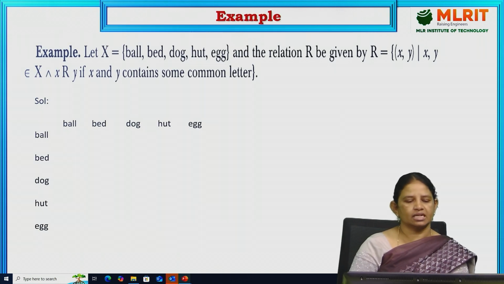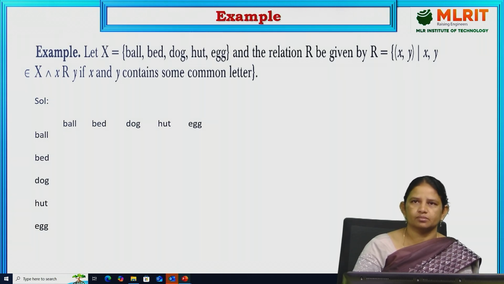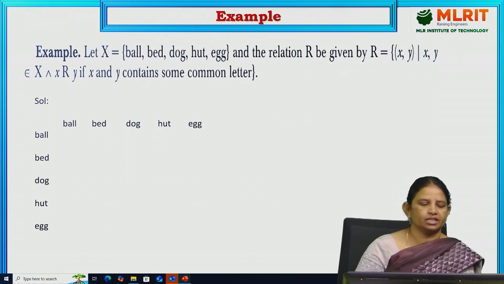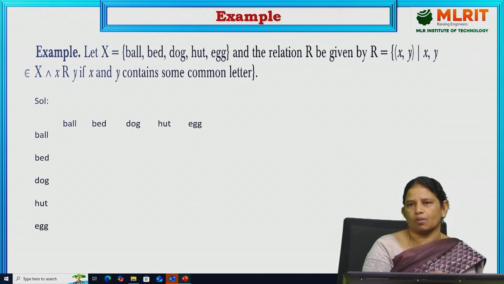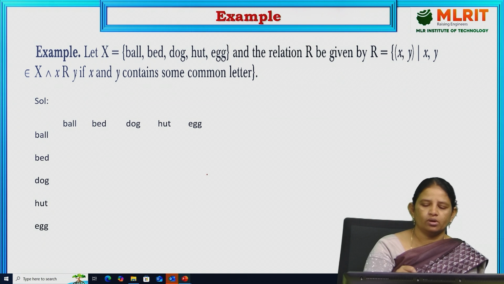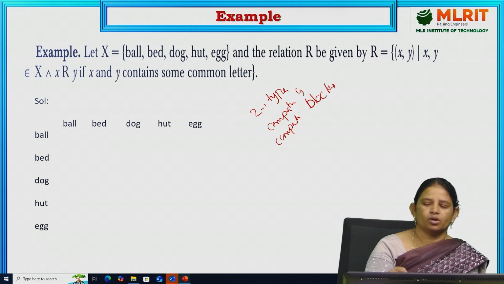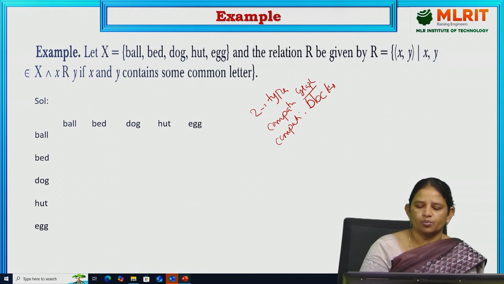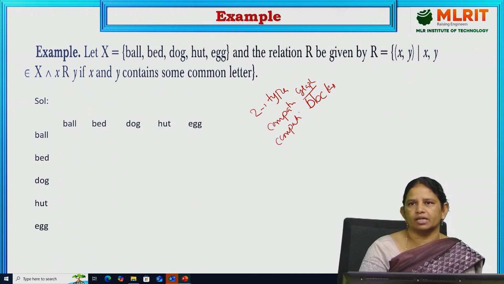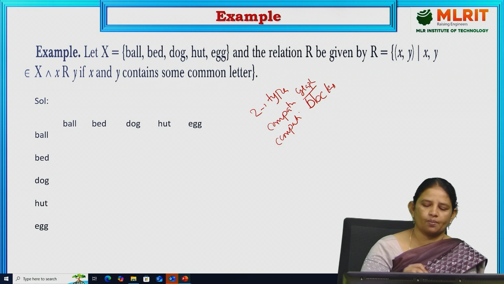Now, let us consider one example for the compatibility relation. How to represent the compatibility relation? There are two ways. One is we need to draw the compatibility graph. The second one is we need to find the compatibility blocks. First, how to draw the compatibility graph? So, we need to discuss the compatibility graph.